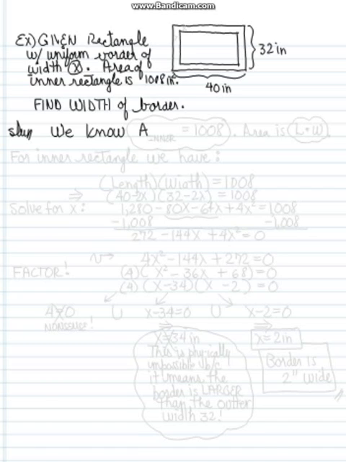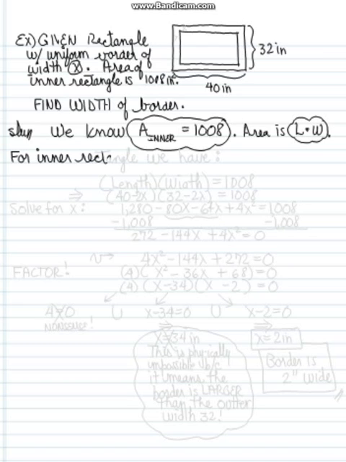A sub inner, I-N-N-E-R, is equal to 1,008. We know that the formula for the area of a rectangle is equal to the length times the width. We're talking about the inner rectangle, not the outer rectangle. We know the length and width of the outer rectangle. We need to consider the length and the width of the inner, smaller rectangle. So we know that the length, L-E-N-G-T-H, times the width, W-I-D-T-H, is going to be equal to 1,008.